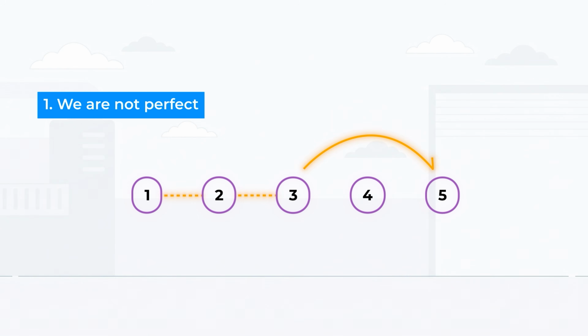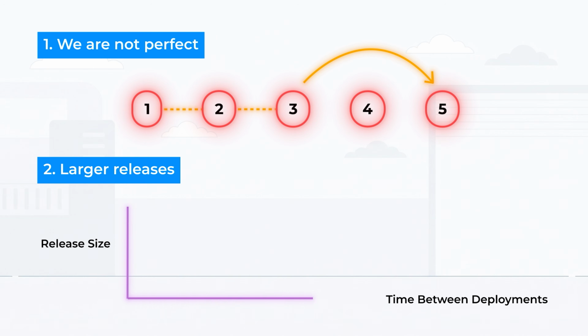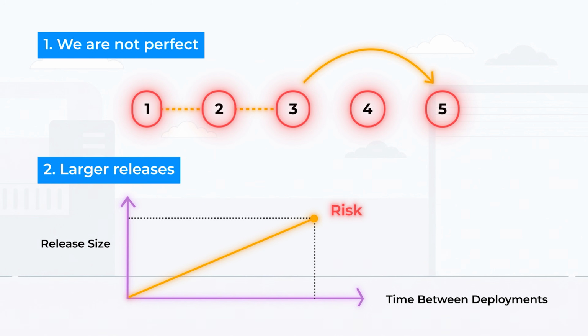Manual releases fail for two main reasons. First, humans. We are not perfectly consistent. Even a small forgotten step can break everything. Second, deploying feels expensive and risky, so teams avoid doing it often. The problem with not deploying often is that code changes and features become larger, and larger releases mean more risk.